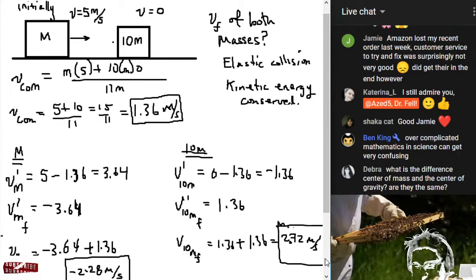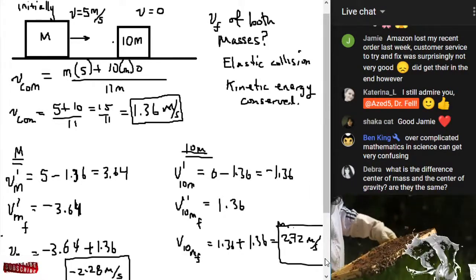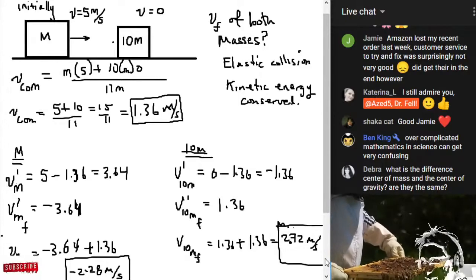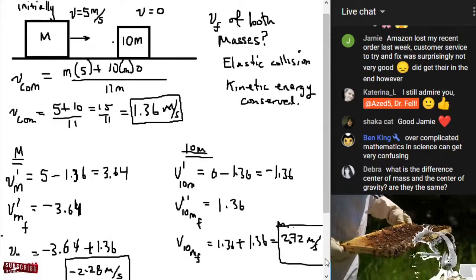Very, very slight difference. Center of gravity is when you're dealing with something that's on Earth. Center of mass can be anywhere, outside of Earth's gravitational field, but it's more or less the same thing, Deborah.